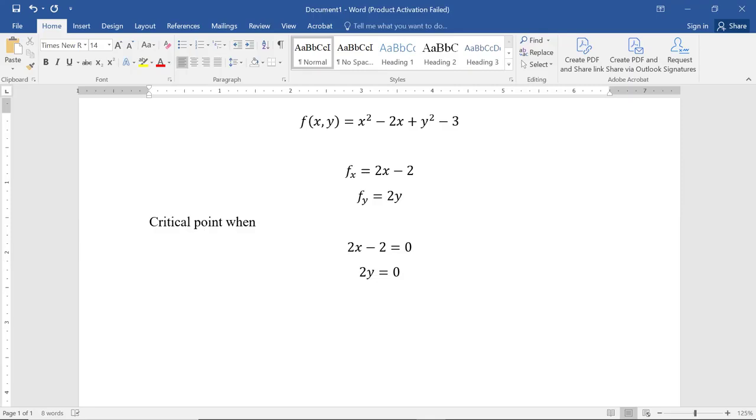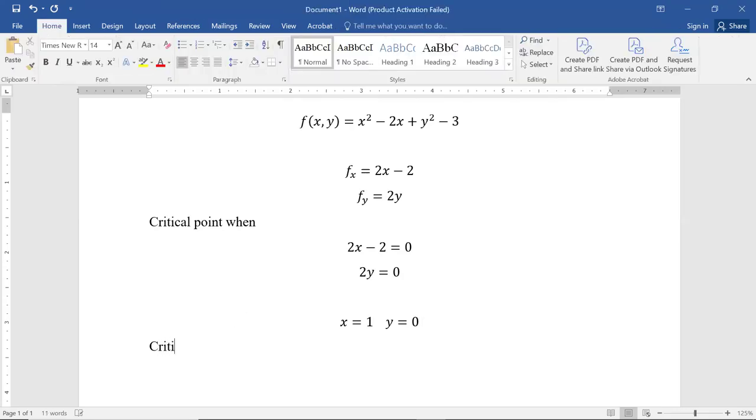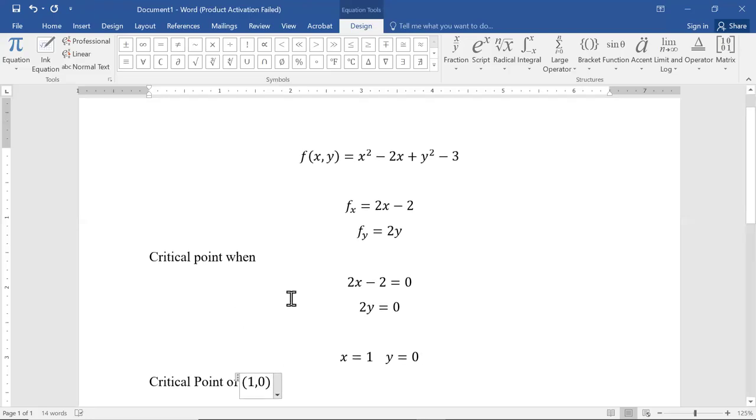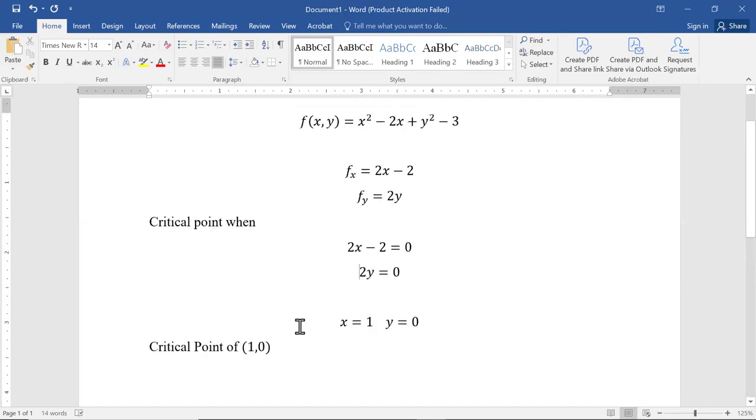So this system of equations yields that we get a critical point when x is 1 and when y is 0. So we have a critical point of (1, 0). So that's a critical point.